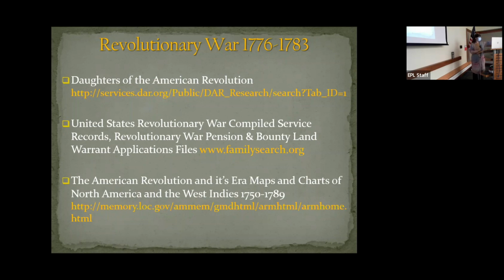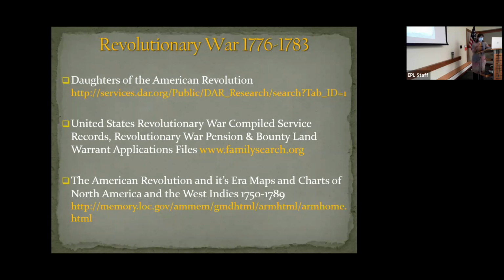You always want to be as close to the event as possible. So you want to look at records that are 18th and 19th centuries. This 20th century database has a lot of holes to it, so I usually don't rely on it all that often. And then Library of Congress. So the memory collection through the Library of Congress has a lot of really good American Revolutionary War era maps, charts, inventories, diaries, letters, first-person accounts.